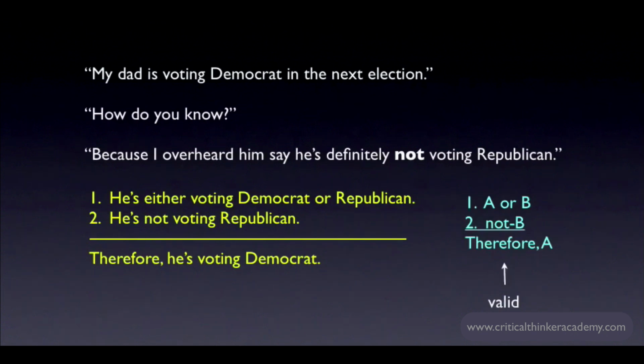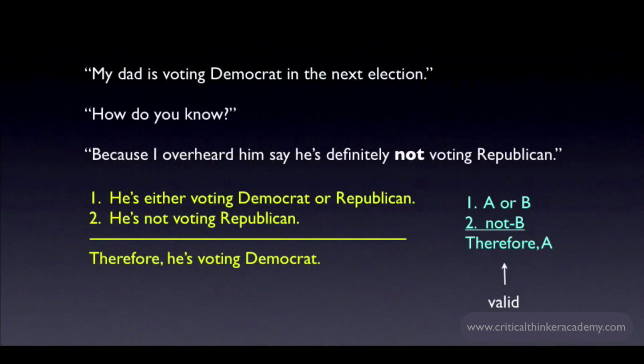The problem here isn't with the logic. The problem is with the assumption that the only two options are voting Democrat or Republican. Maybe his dad is going to vote for the Green candidate, or the Libertarian candidate, or maybe he'll decide not to vote at all. There are lots of other possibilities. So the problem is with the truth of that first premise. It sets up a false dilemma, or a false dichotomy. Either A is true or B is true. There's no third option. But there are other options.